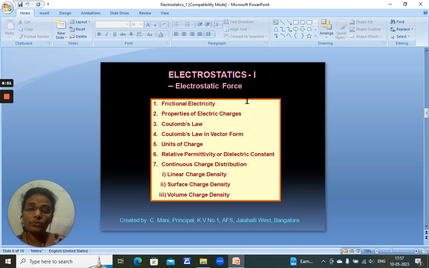The important condition to be followed in this chapter is that the charges should always be at rest. Then only the rules which we will learn here, which you can see in the overview of the 7 topics we are going to cover, will be followed. If they move, these rules will not be followed. Keeping these things in mind, let us start with the first part, that is frictional electricity.